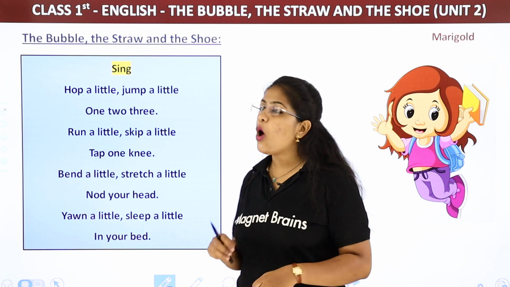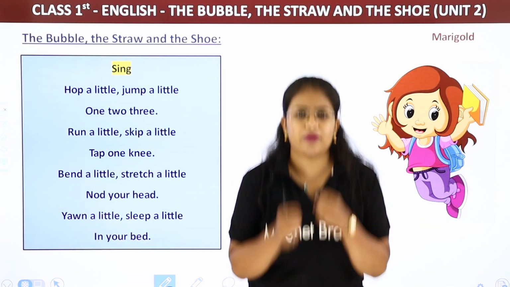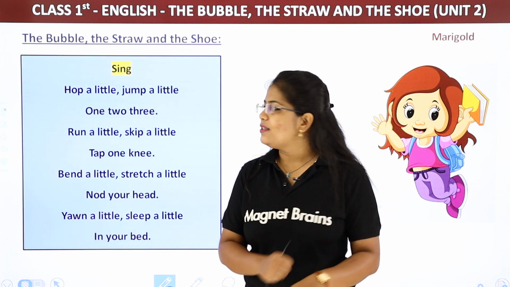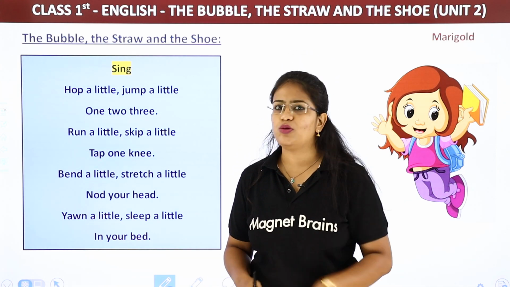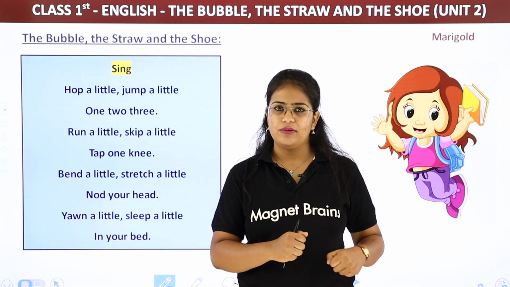So, it is hop a little, jump a little. Hop a little means bada jump nahi, but chota jump. Hop a little, jump a little, 1, 2, 3. You can jump twice. First small hop, then a big jump. ठीक है?